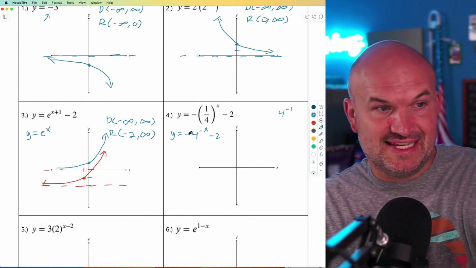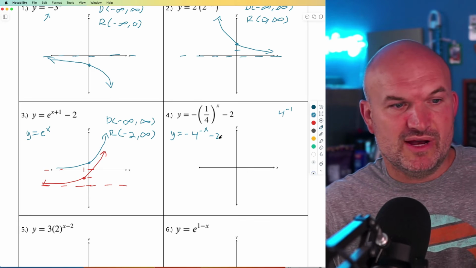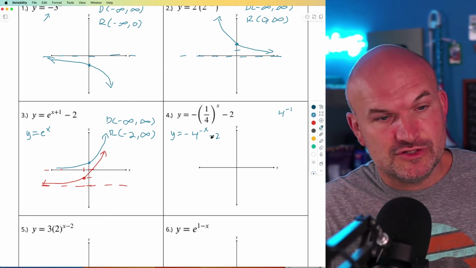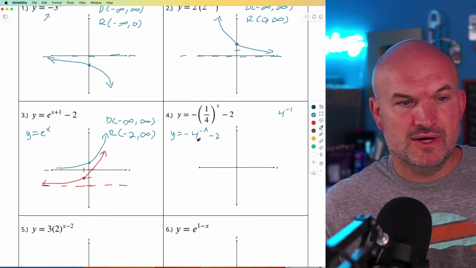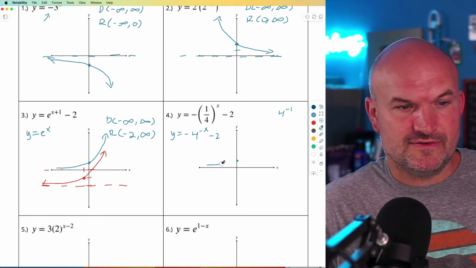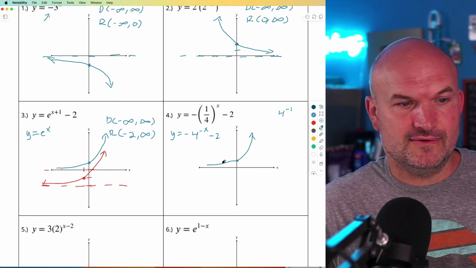We have a reflection about the x-axis, which we talked about over here. We have a reflection about our y-axis, which is going to be up here, and then we're shifting our graph 2 units down. So what we got to do is look at our original parent graph. So this is our original parent graph. Looks something like that, right?